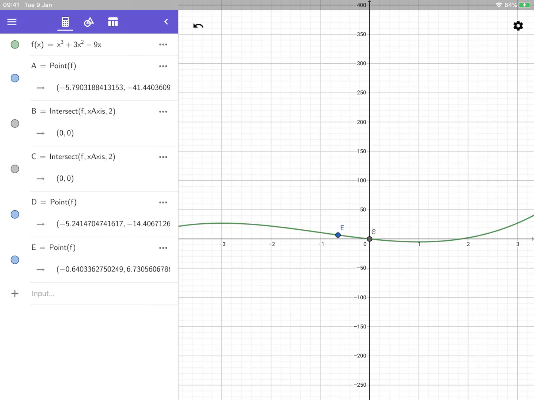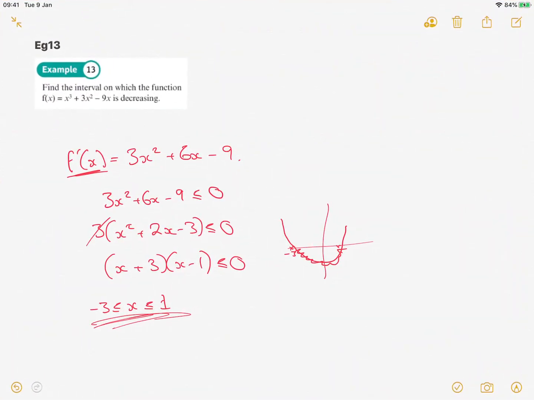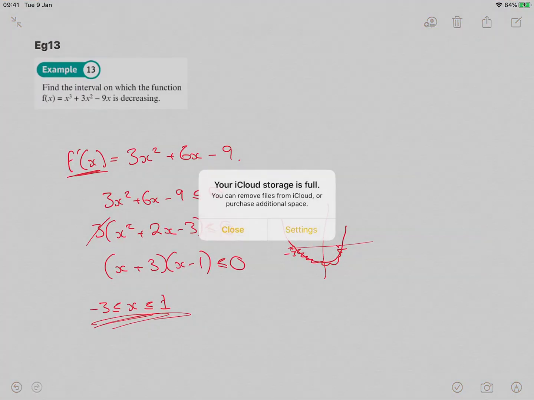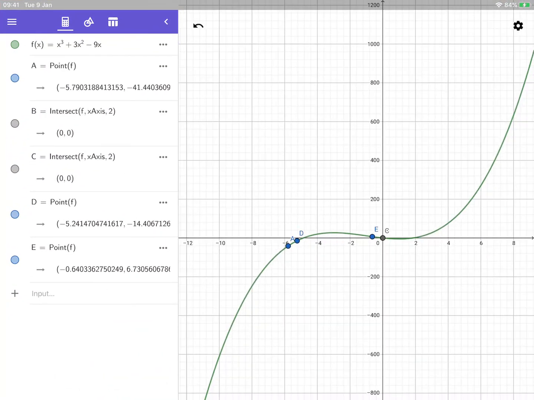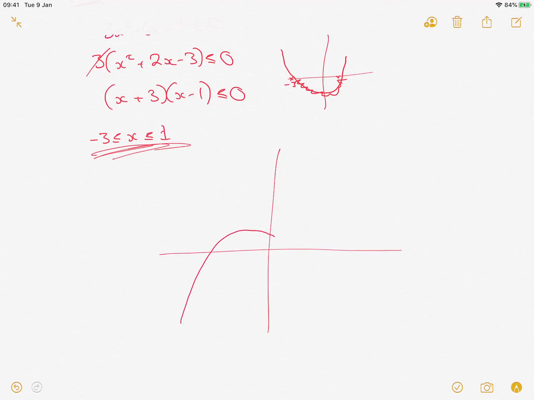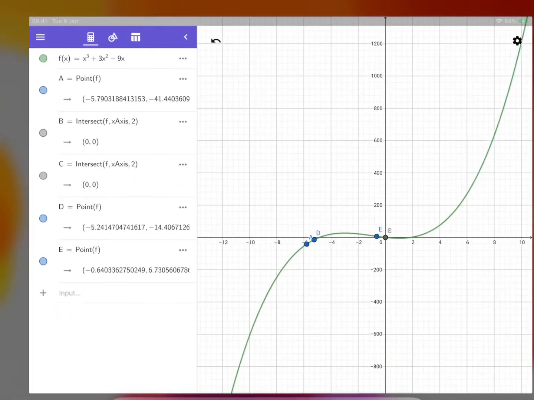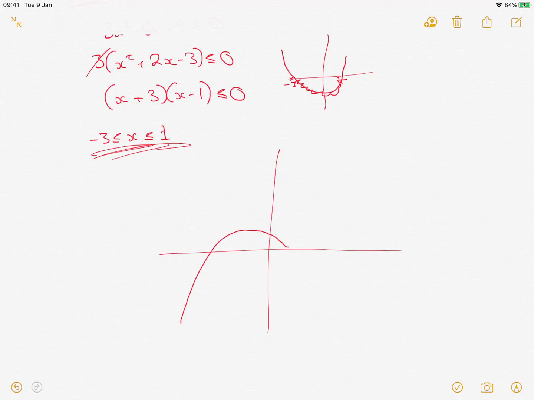So if we imagine drawing a tangent across all of those points, I'll draw it on my other file here. We saw that the graph looks something like, it was a cubic, that looked something like that, and this point here was 1, and this point here was -3.